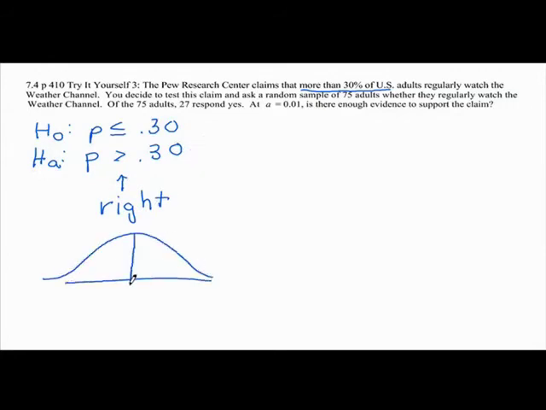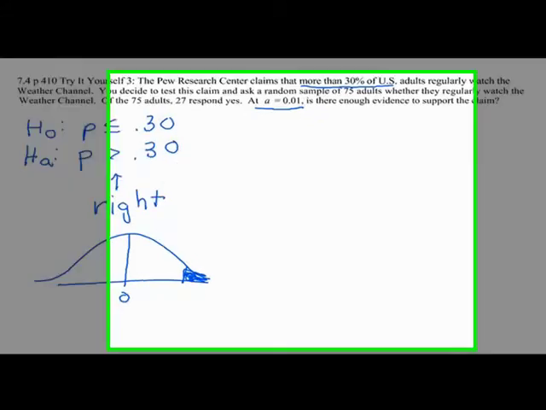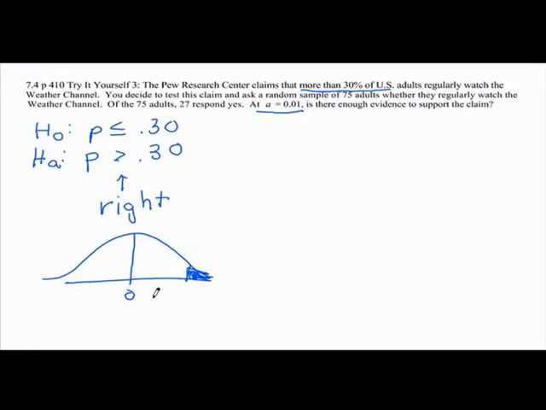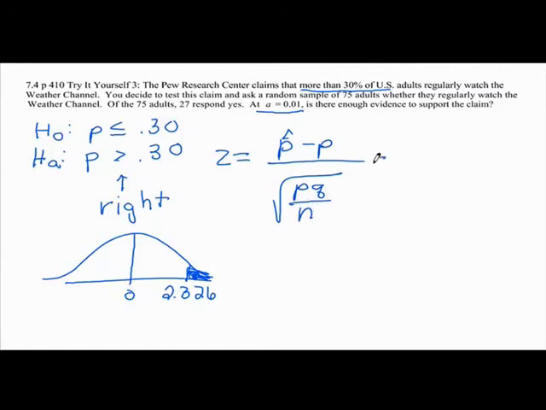So our right tail test here, there's our 0, is going to be alpha is 0.01 at the right tail. So let's find our critical value. Alpha is 0.01 with a one tail test all the way down to the bottom. That's going to be positive 2.326. The next thing we need to do is we need to find our z value. So the formula for z is going to be p hat minus p over the square root of p times q divided by n. So we need to find our values.